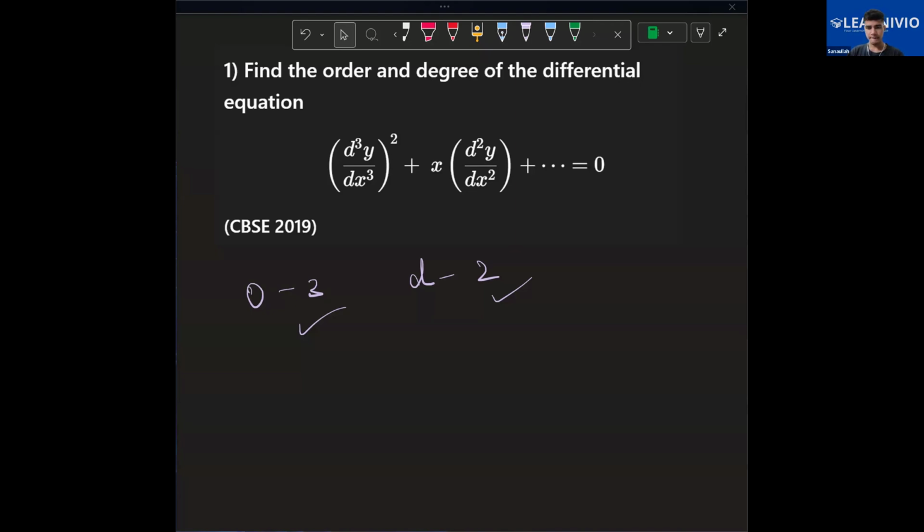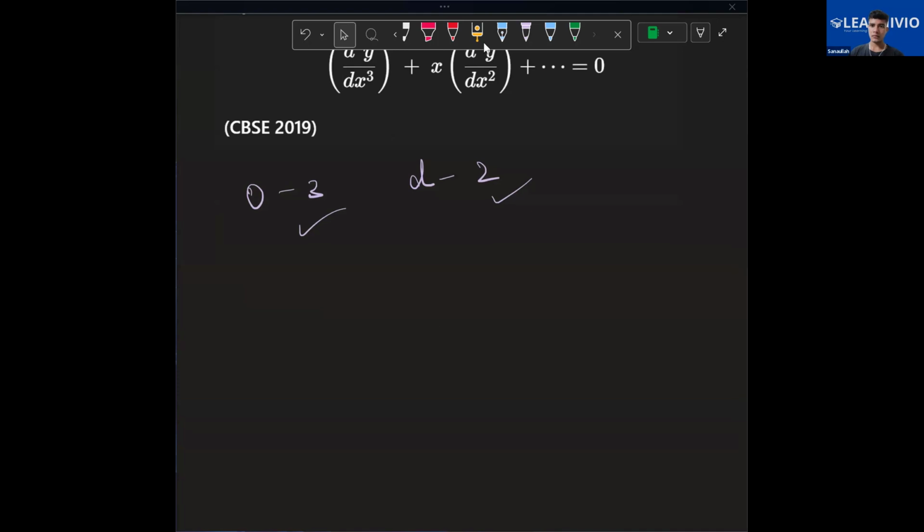So the second question is, what's the degree and what's the order?